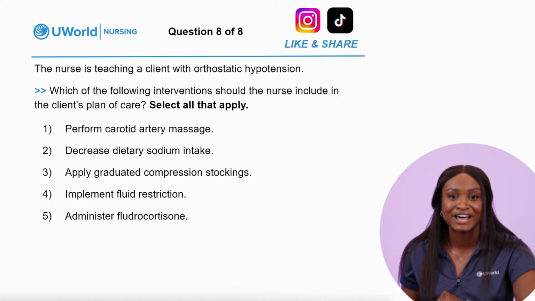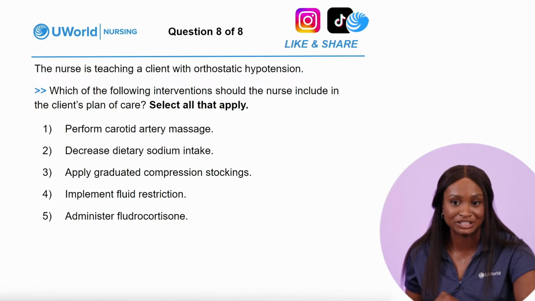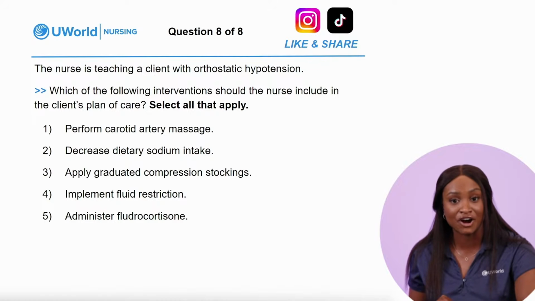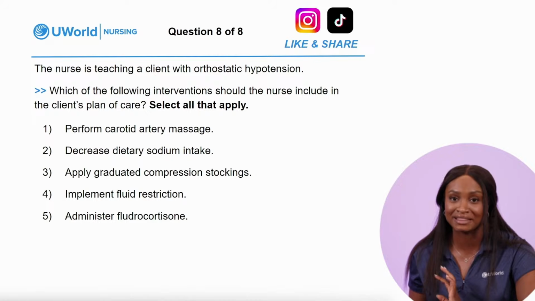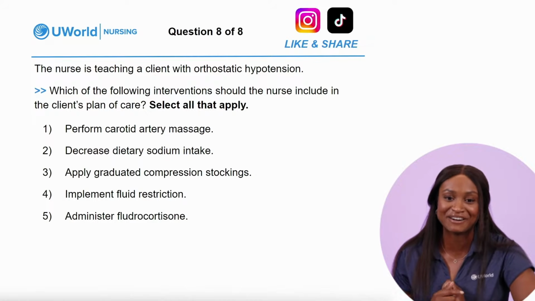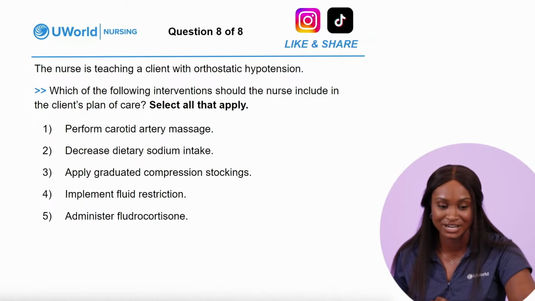Last question of the day. The nurse is teaching a client with orthostatic hypotension. Which of the following interventions should the nurse include in the client's plan of care? Select all that apply, so more than one answer. Option 1, perform carotid artery massage. 2, decrease dietary sodium intake. 3, apply graduated compression stockings. 4, implement fluid restriction. And 5, administer fludrocortisone. Let us know which ones you think are the correct answer in the chat.